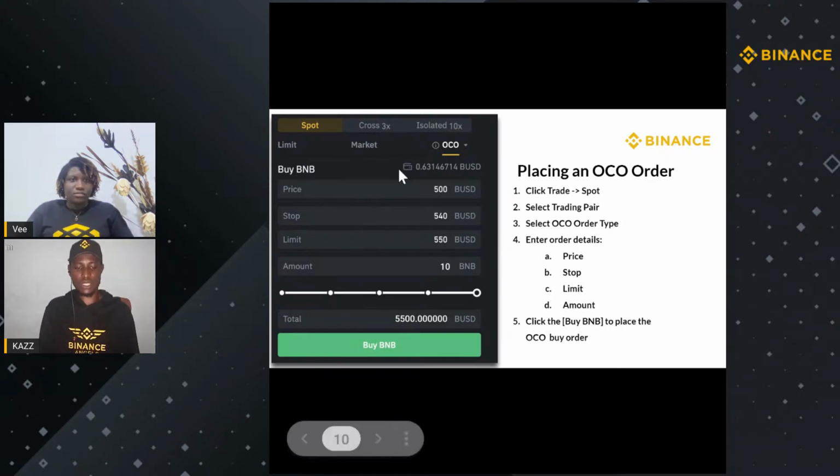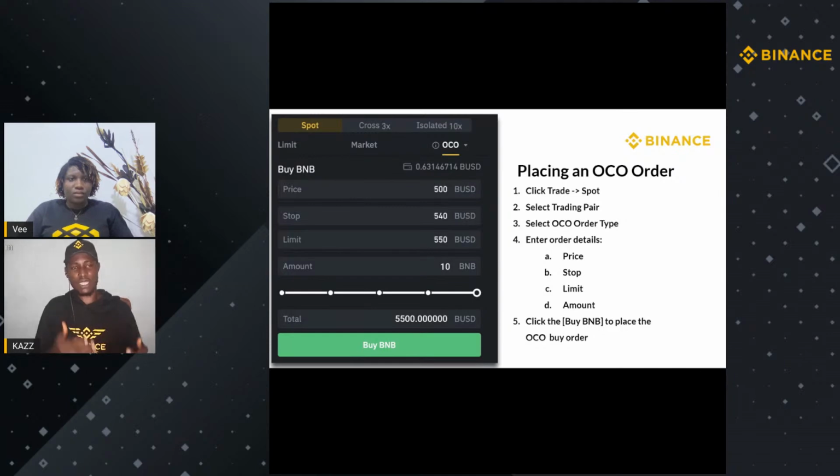So you are presented with these boxes where you enter the details of the order. You enter the price, the stop price, the limit price, and the amount of that asset you want to buy. Then tap on buy. So it's as simple as that. Now, what I want to do is give us a demo on these order types. I'm going to do a demo on the limit, stop limit, and OCO.